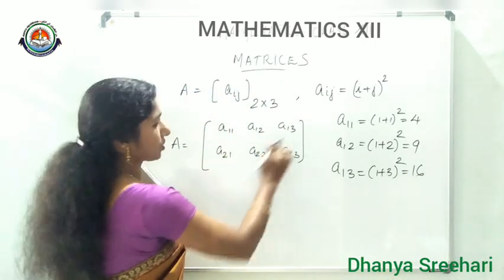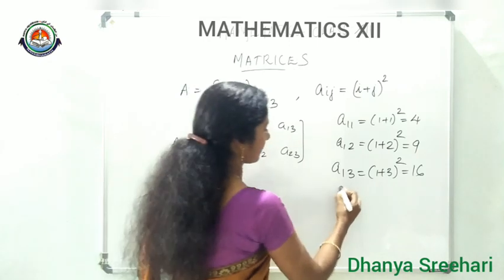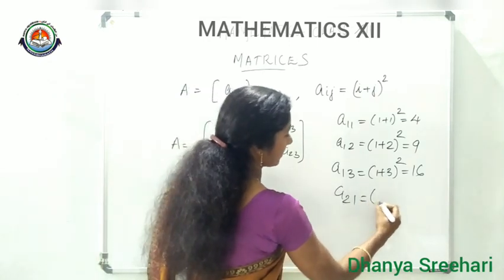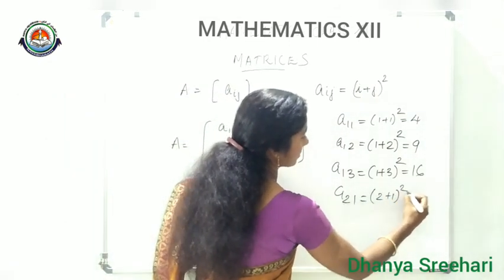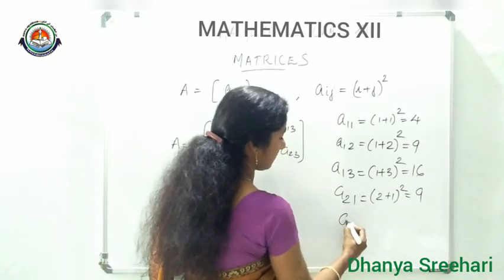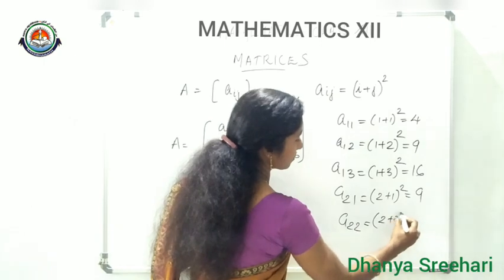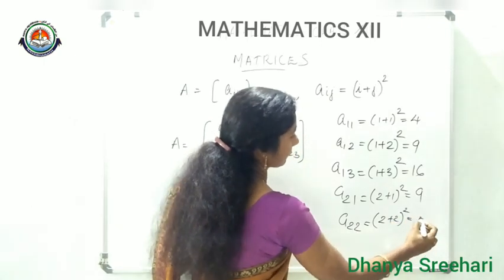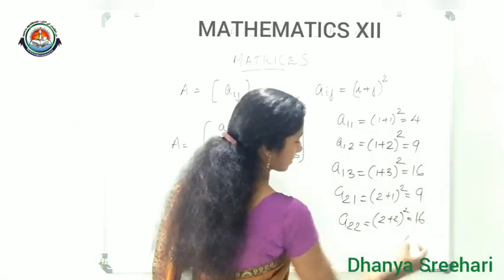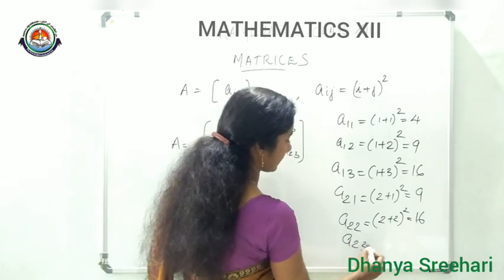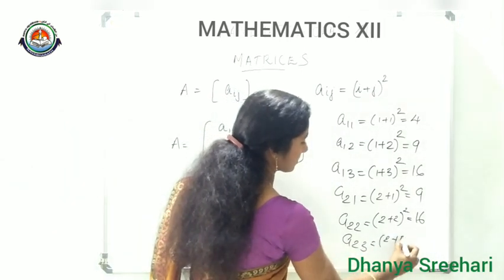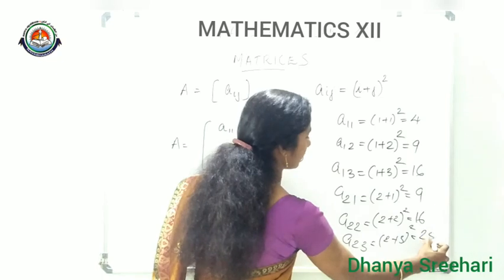So we got the first row elements. In the same way we need to find the second row elements. A21 is equal to (2 plus 1) whole square, which is 3 square, that is 9. A22 is equal to (2 plus 2) whole square, that is 4 square, equal to 16. A23 is equal to (2 plus 3) whole square, that is equal to 25.